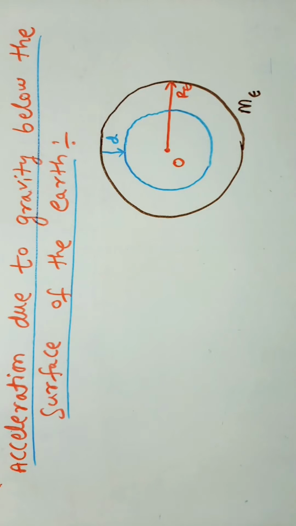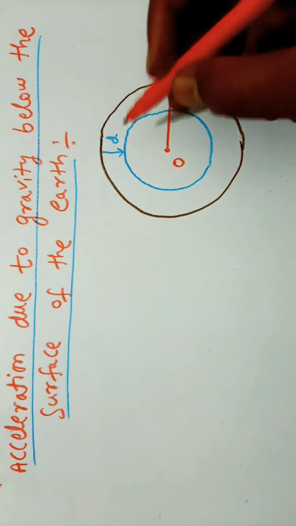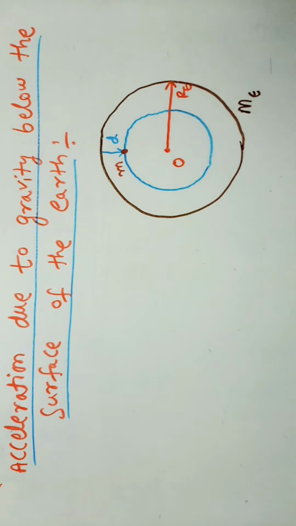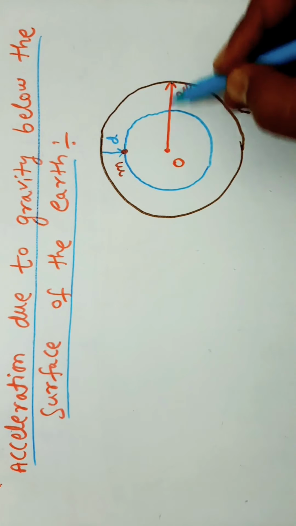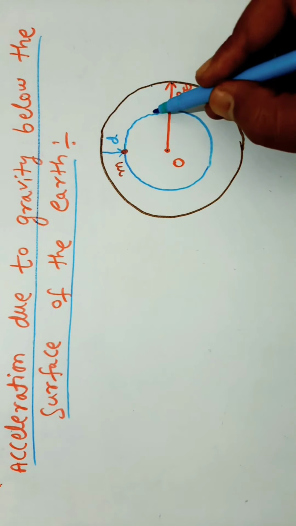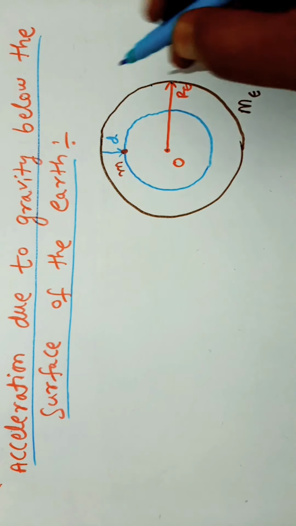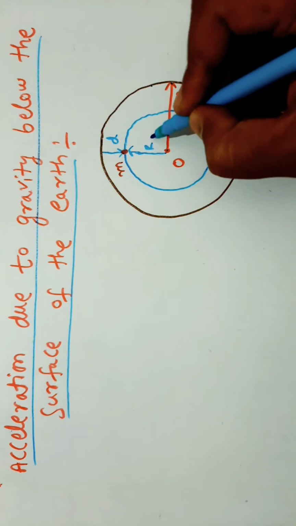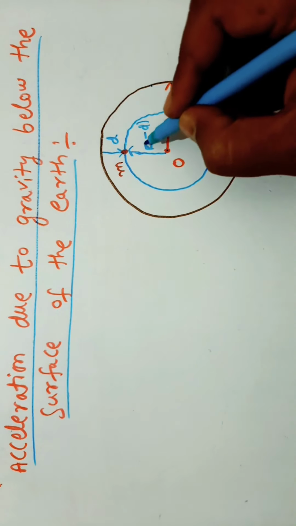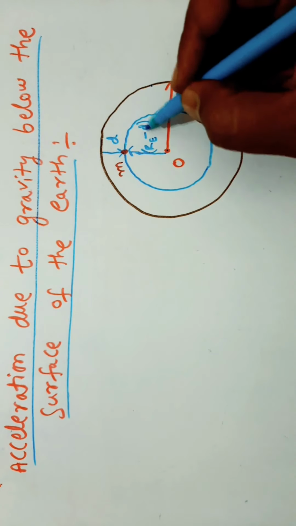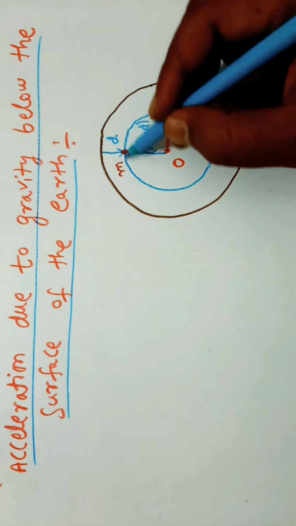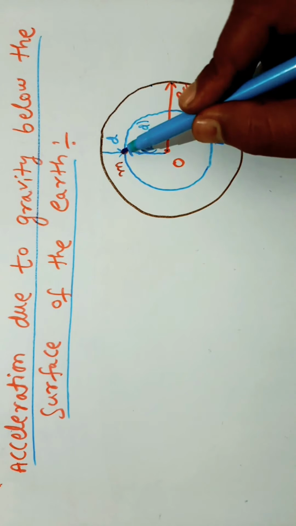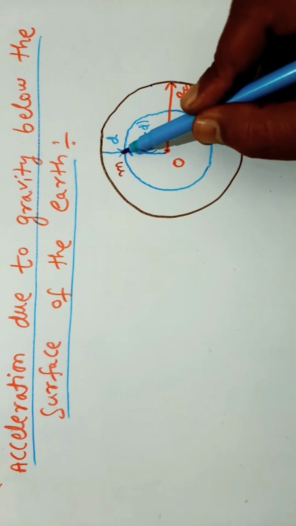So if we keep a point mass at this point, what is the radius of the sphere? So here to here, that is RE, here to here D. So here to here how much? That is RE minus D. So the radius of the sphere is RE minus D. Mass of the sphere is mr. So here we have to find acceleration due to gravity at point mass m.